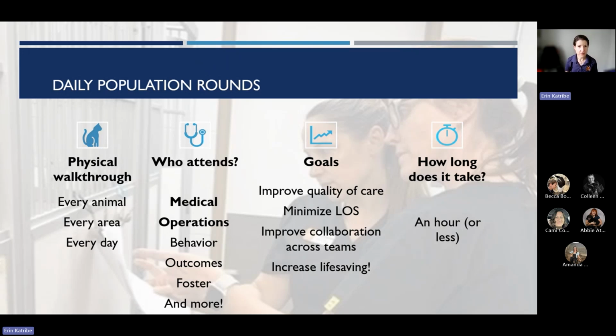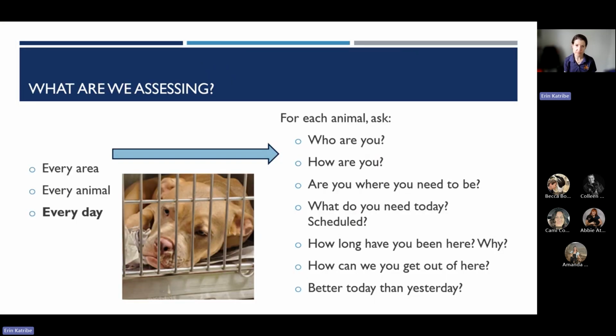And our goals are to improve quality of care and minimize length of stay. It improves collaboration across teams, and ultimately, right, our top line goal always is to increase life saving. And even in shelters with hundreds upon hundreds of animals on site, our goal is for this to take an hour or less, and we can do it efficiently to achieve that. So every area, every animal, every day.